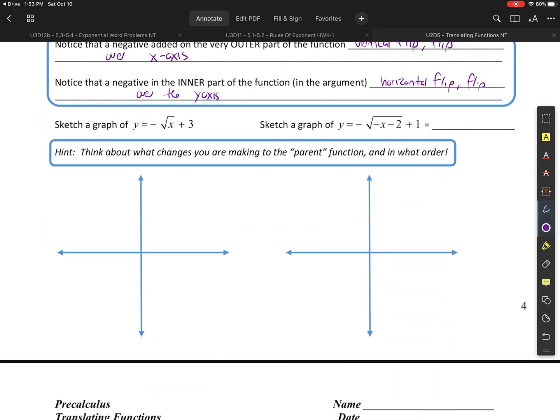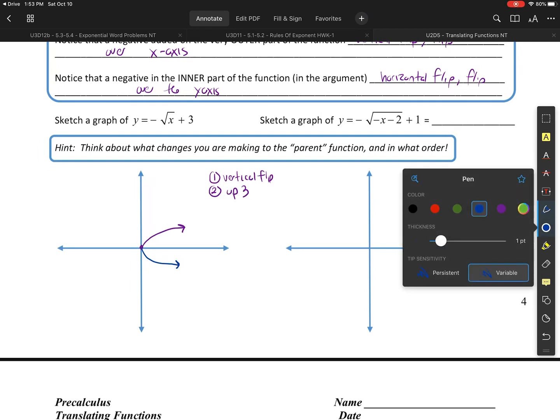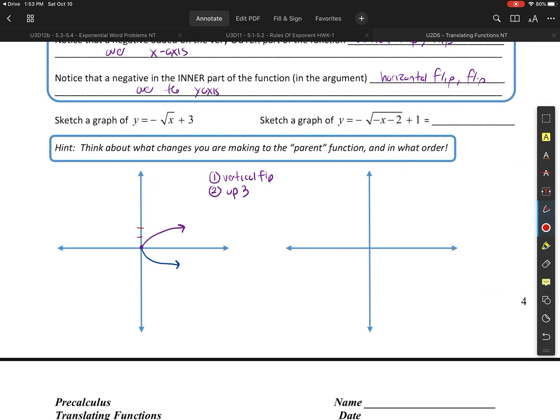Making a map, so I have my original equation. The first thing I notice is there is a vertical flip due to the negative in front. The second thing I notice is the graph goes up 3. So if I start with my original, my next move is going to be that I have a vertical flip. So now my graph is going down. From there, I got the plus 3. 1, 2, 3. The red is what my graph looks like. So I took my original, I flipped it, and moved it up 3. Always flip before you move.